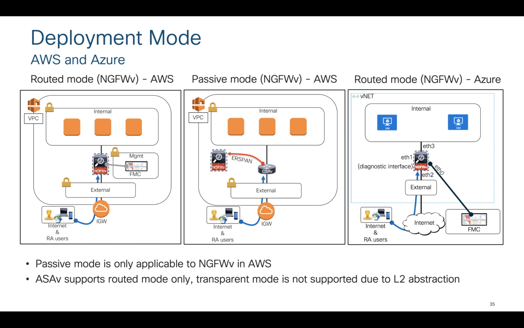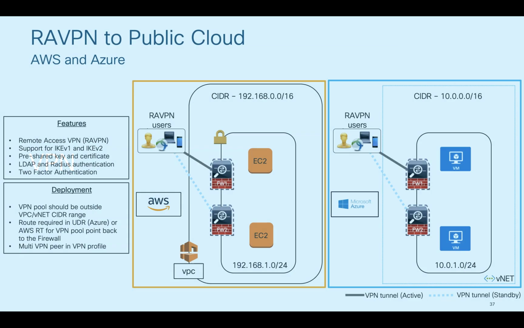In the Azure environment, we support routed mode today because there is no support for ERSPAN in Azure. That is something we are looking at, and we are trying to figure out how exactly we can provide passive mode in Azure. But it is pretty flexible: routed mode or passive mode, and based on your requirement you can deploy this virtual appliance. Now let's look at VPN.